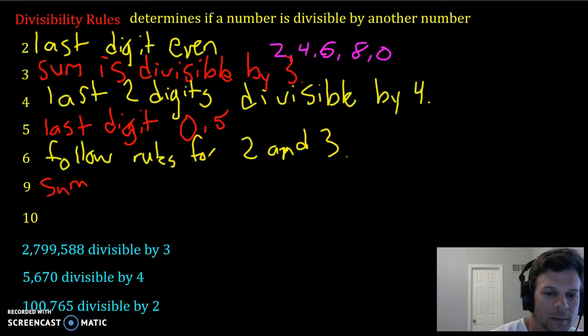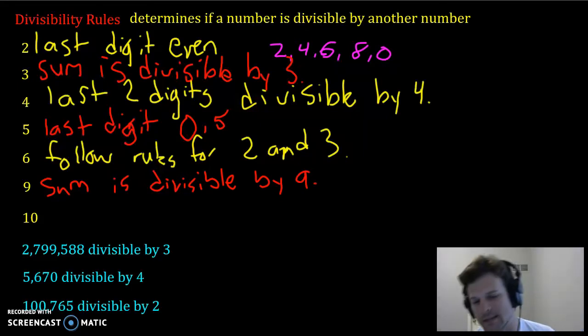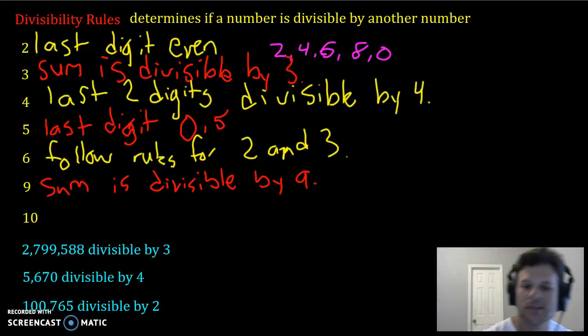For number 9, it's going to be very similar to number 3. You're going to take the sum, and as long as that is divisible, this time by 9, it's going to be divisible by 9. Okay, so 9, 18, 27, 36, etc. If you get that as a resulting answer, then the entire original number is going to be divisible by 9.